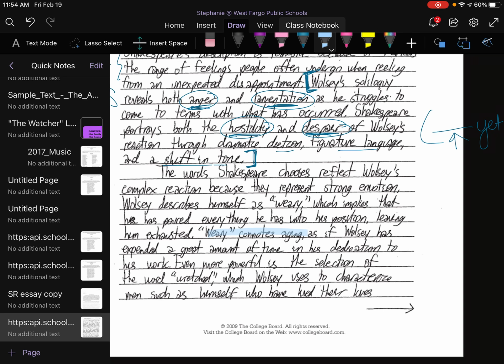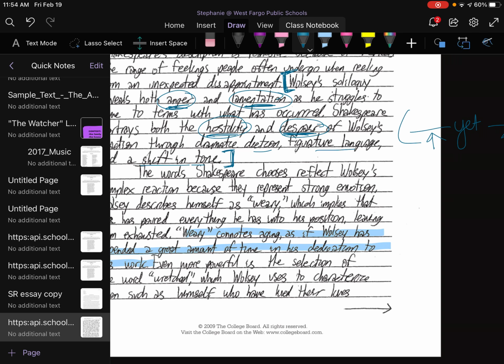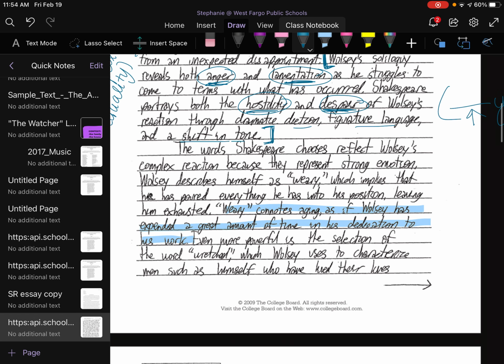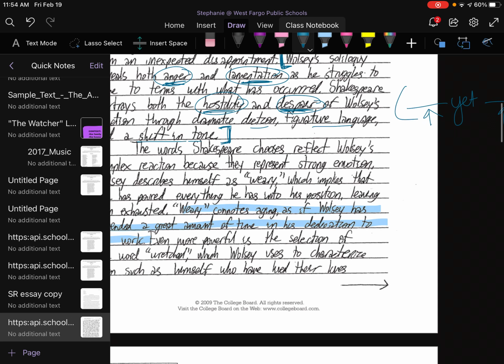I want to highlight this particular sentence. Whenever we are talking about diction, tone in particular, we can't just say, yeah, Wolsey is weary, therefore we know that he has spent a lot of time dedicated to his work. It's making too much of a jump. What this one is doing a good job of is really explaining the specific evidence.